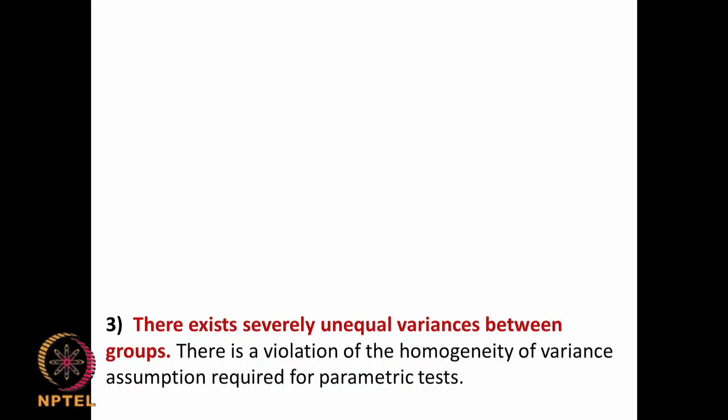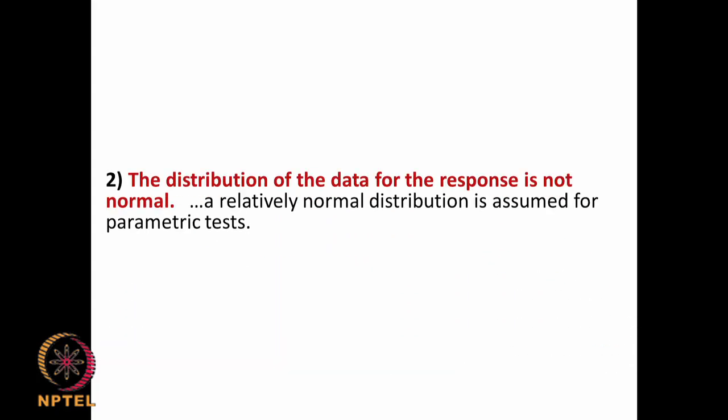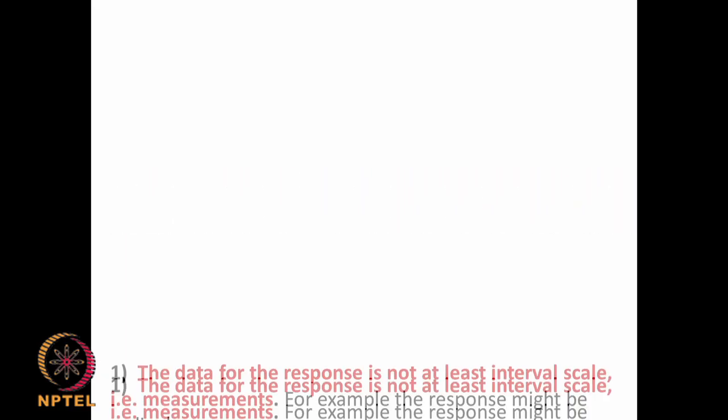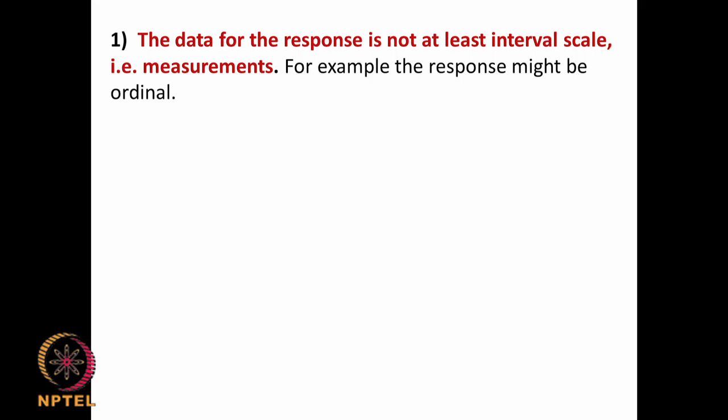There exists severely unequal variance between the groups, that means they do not follow the homogeneity of variance. What is homogeneity of variance? That means we assume that the variance is almost similar across each group. The distribution of the data for the response is not normal, that means they do not follow a normal distribution. In a normal distribution, mean, median, and mode are all the same, but here they are very different. Or the data is ordinal.